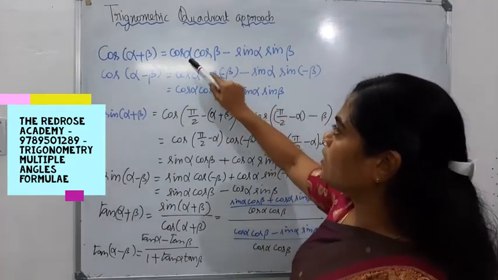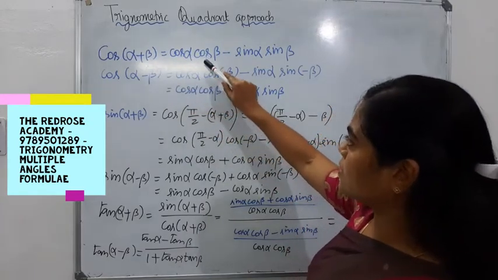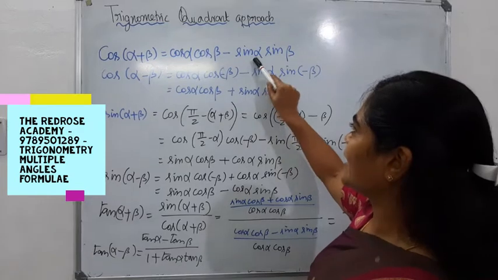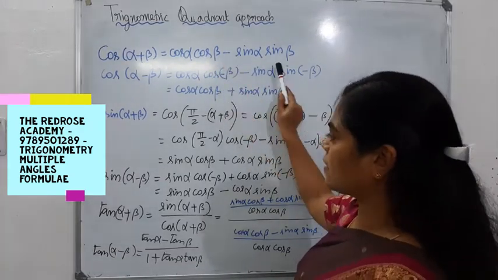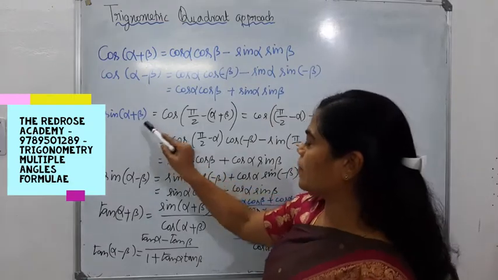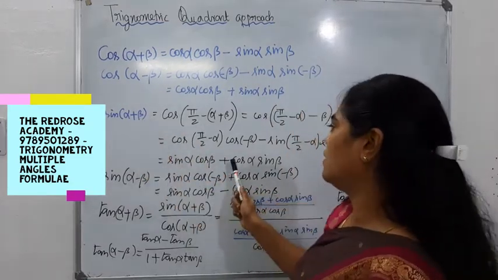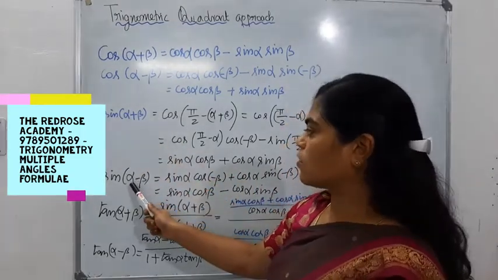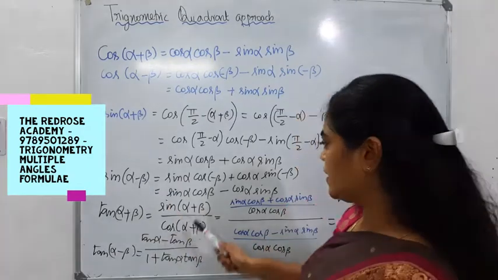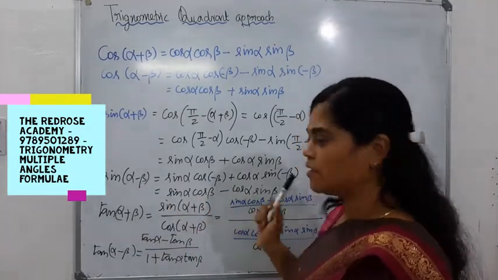Now observe what is given. For cos alpha plus beta it is cos alpha cos beta minus sin alpha sin beta. Likewise, same ratios but different angles. So for sin alpha plus beta, it is sin alpha cos beta plus cos alpha sin beta for the positive combination, and for alpha minus beta it is sin alpha cos beta minus cos alpha sin beta.